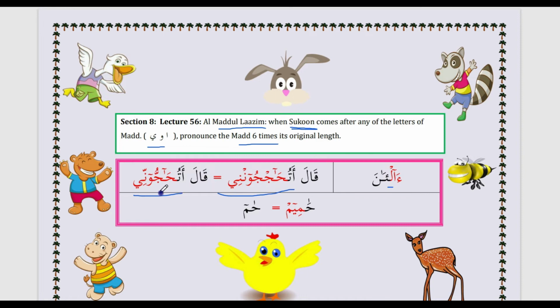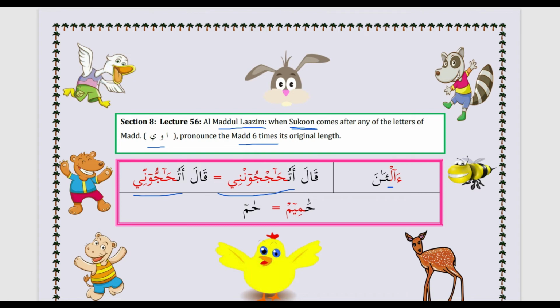atuhajjuni. Okay? And here we say, because we're stopping on the hamim, the meme originally has a tanween, and because we're stopping, we have to change that tanween into a sukoon. So the sukoon coming after a ya, which is a letter of mad, so we have to prolong the sound 6 times its original length. So we say hamim. Okay? And that is all we have for al-maddul lazim.